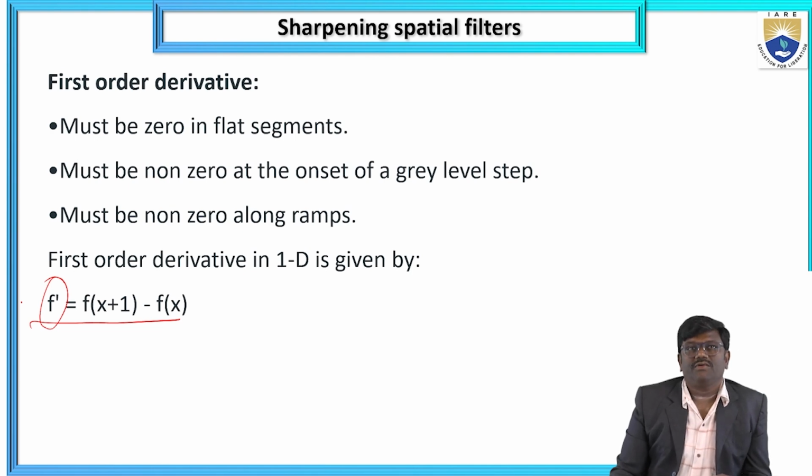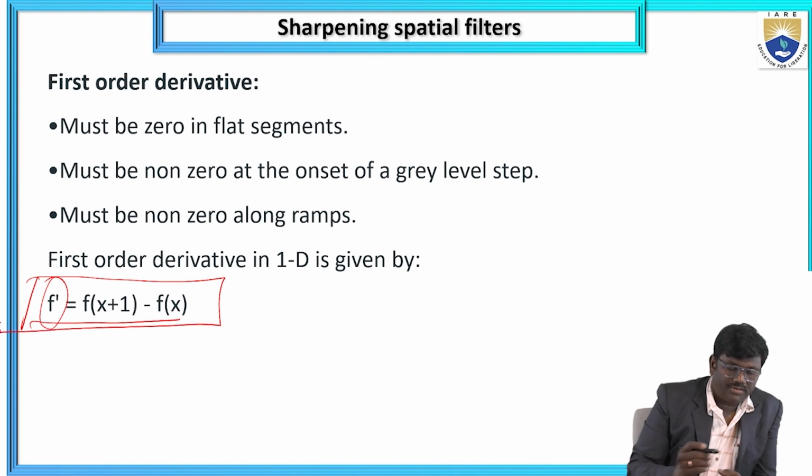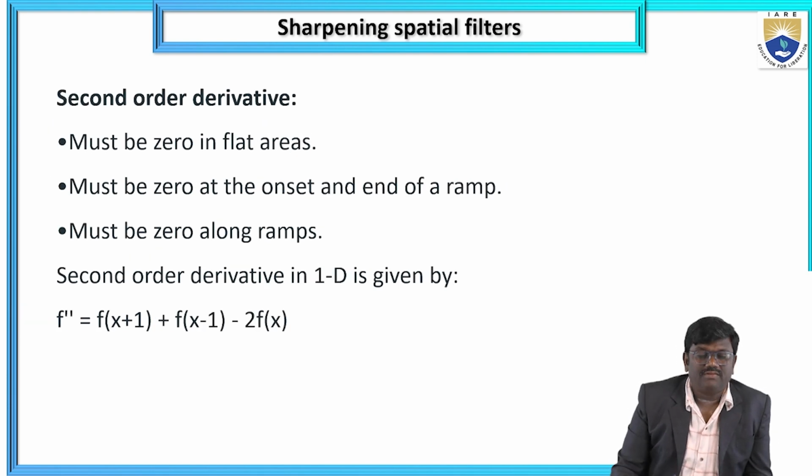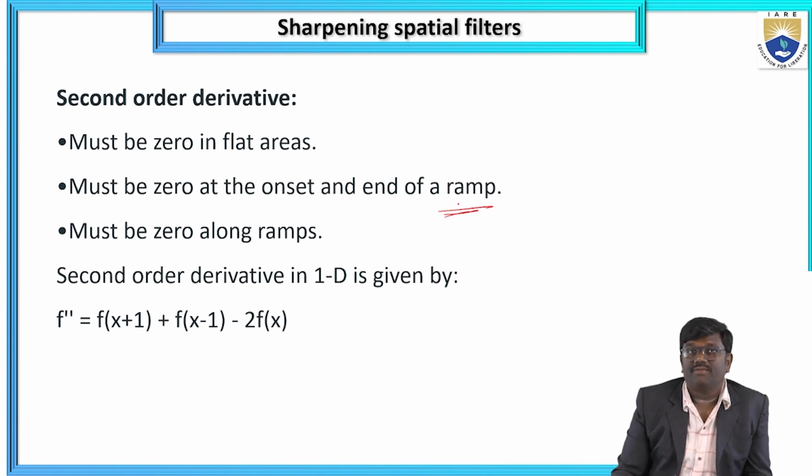Such a first order derivative must be zero in flat segments, must be non-zero at the onset of the gray level step, and must be non-zero along ramps. First order derivative in 1D is given by this equation. The second order derivative must be zero in flat areas, must be zero at the onset and end of a ramp. So you can understand here, a ramp signal is handled by the second order derivative, whereas a step signal is handled by the first order derivative.